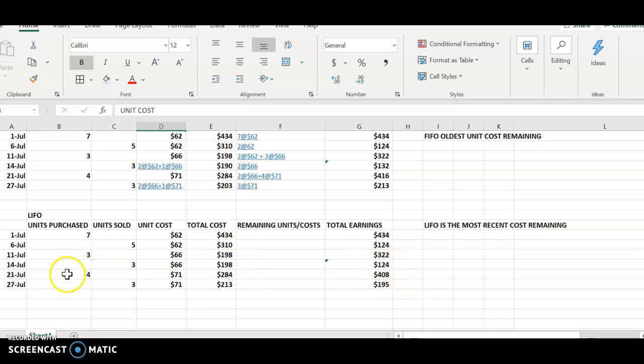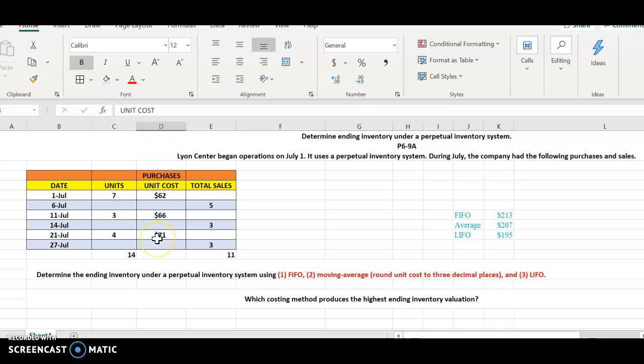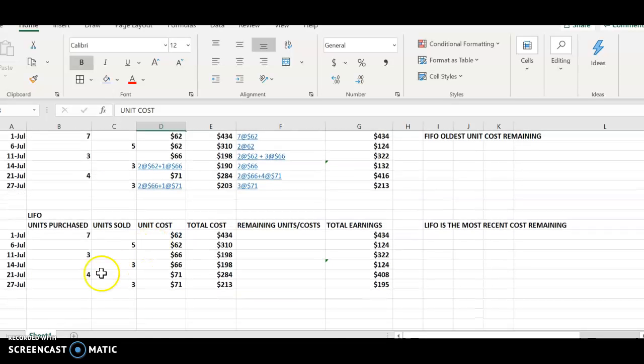And then on July 21st, we purchased 4 units, and according to the instructions, the price was $71. So 4 times 71, units purchased times the unit cost, is 284 total cost. And since we purchased, we have to add that to the ending inventory or total earnings. And so that will give us $408.